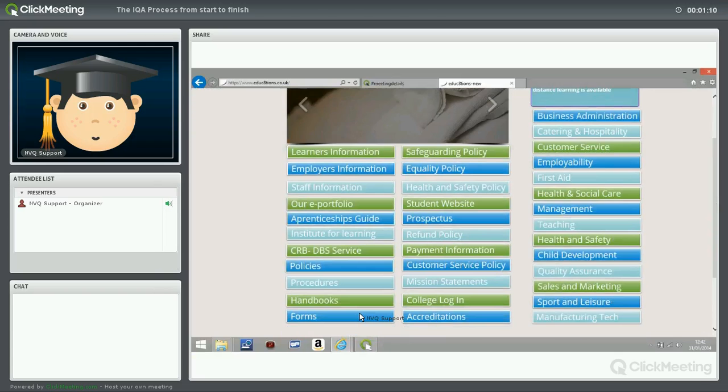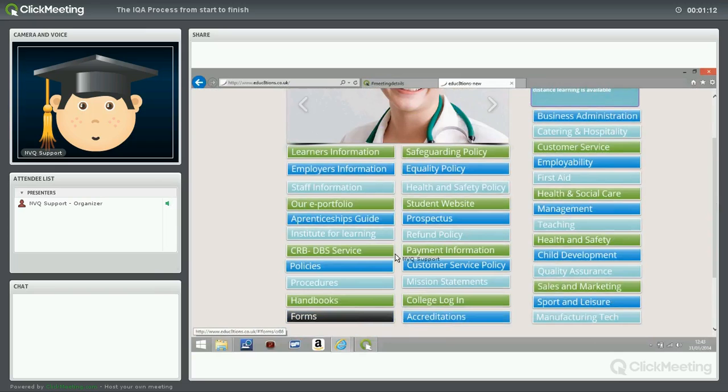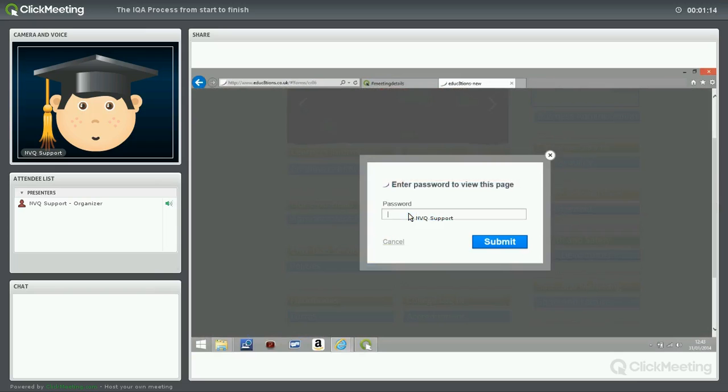Just to show you some of the forms that your QA is going to be using on you. Now, you can look at these forms because you know the password.